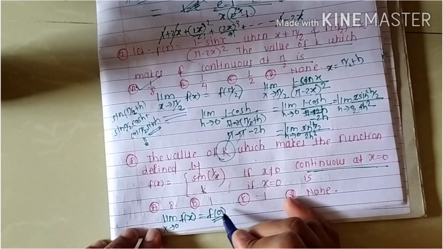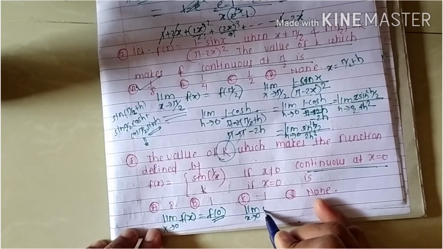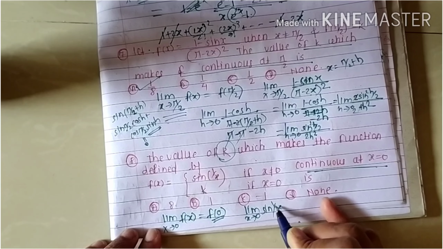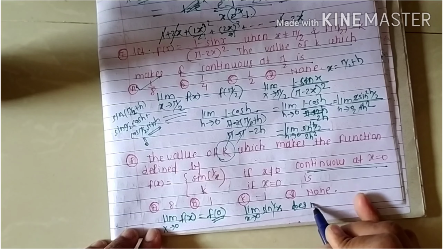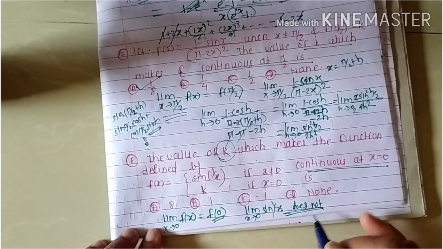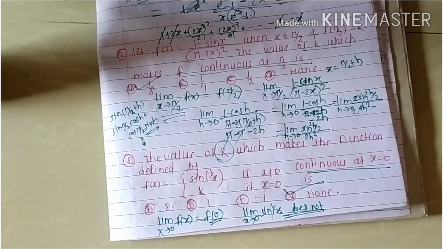We have to show that these two are equal, then this function is continuous. Here, when we find the limit x tends to 0 of f of x, which is sine 1 upon x, 1 upon 0 is infinite and the limit does not exist. That is, this limit does not exist, so the function is not continuous.